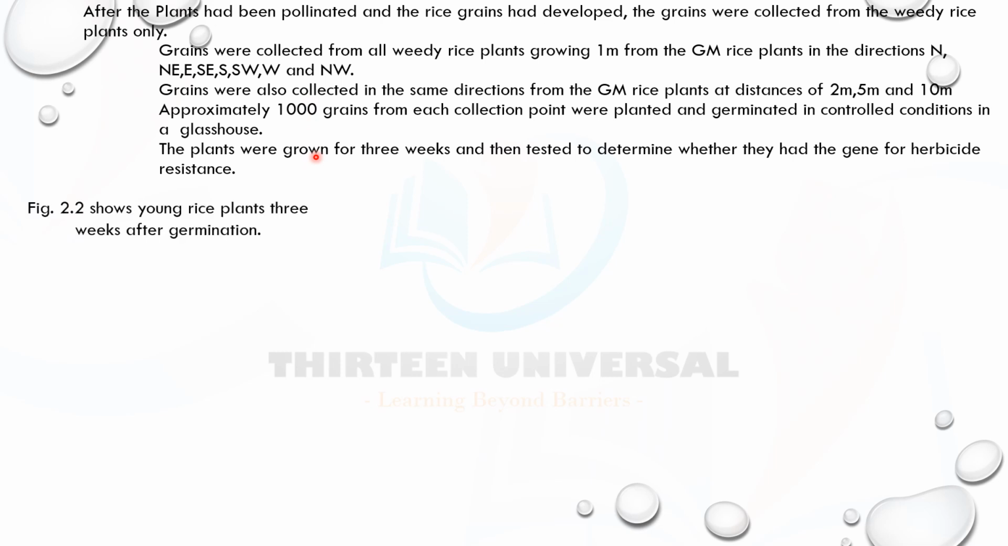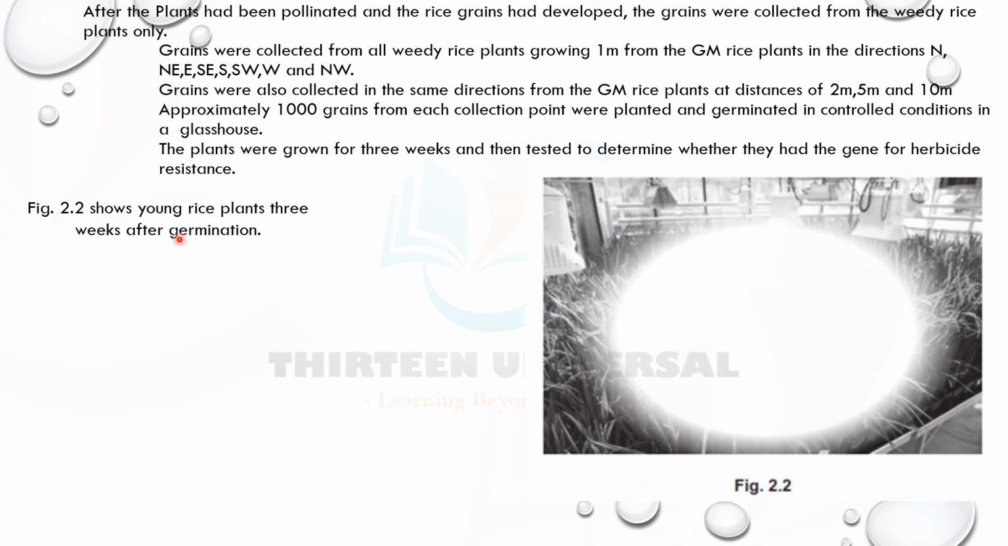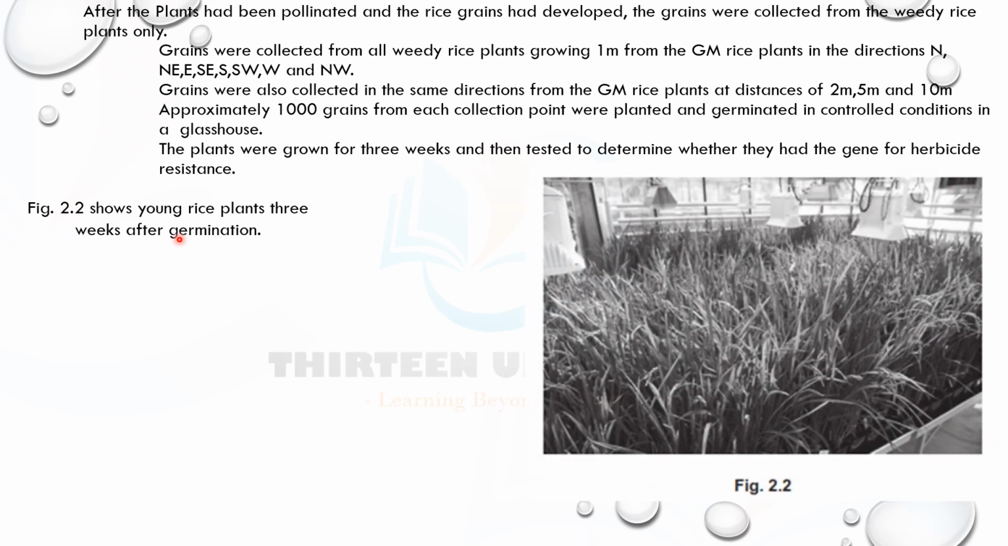And then Fig 2.2 shows young rice plants 3 weeks after germination. I like science, so this is it. So 3 weeks after germination, this rice formed. Let's say: identify the 2 independent variables in this investigation.